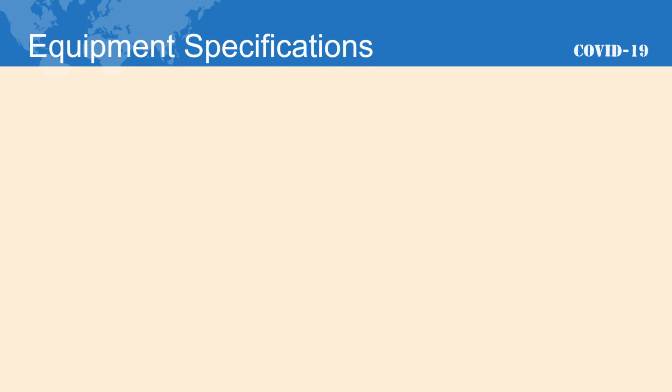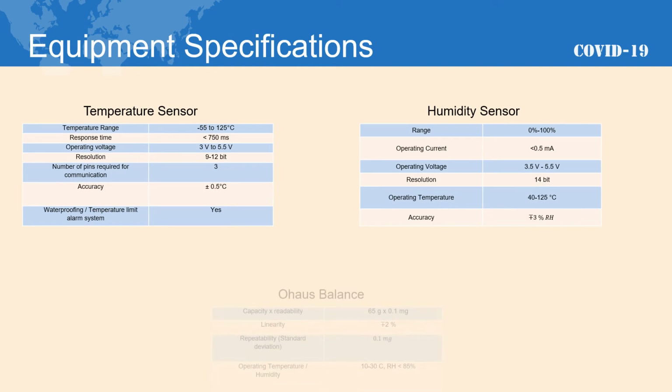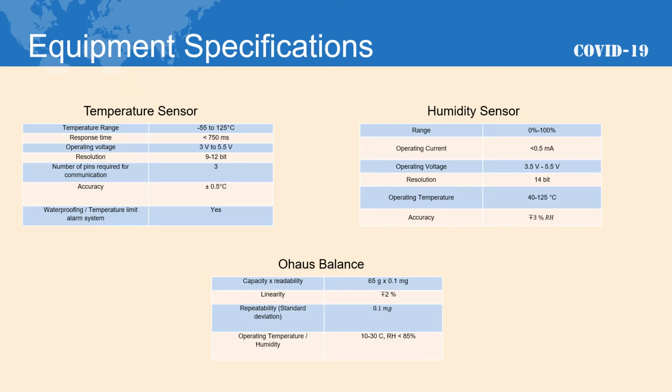Now we present the equipment specifications, and as you can see, the most important thing is that both the temperature and humidity sensors have ranges between 60 and 80, which are the experiment ranges. As for the Ohaus balance, the maximum it can read is 65 grams. However, the maximum we have for our experiment is only 2 grams, so that means that it's fine, and its accuracy is 0.1 milligram, which is also accurate enough for our experiment.